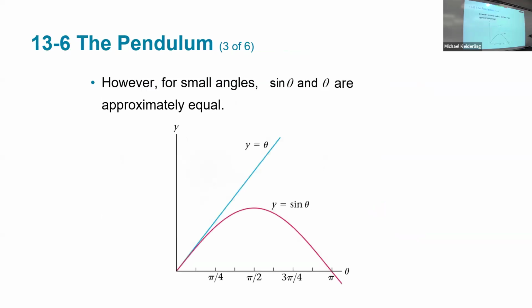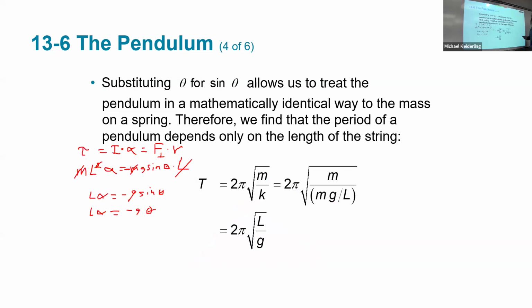But it turns out for small angles, sine theta and theta are about the same. So if your pendulum is not making really big swings, you can easily describe it as a harmonic oscillator. If we substitute theta for sine theta, this allows us to treat the pendulum in a mathematically identical way to a mass on a spring. And we find the period of the pendulum depends only on the length of the string.